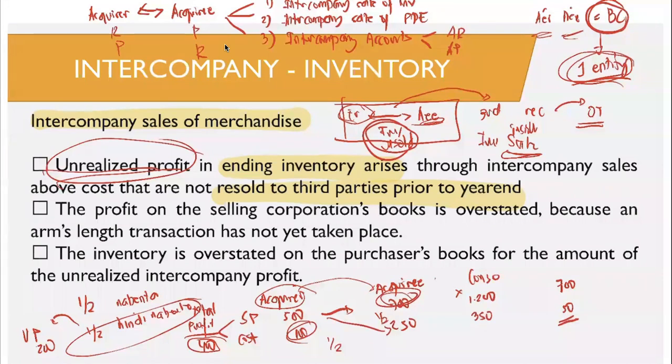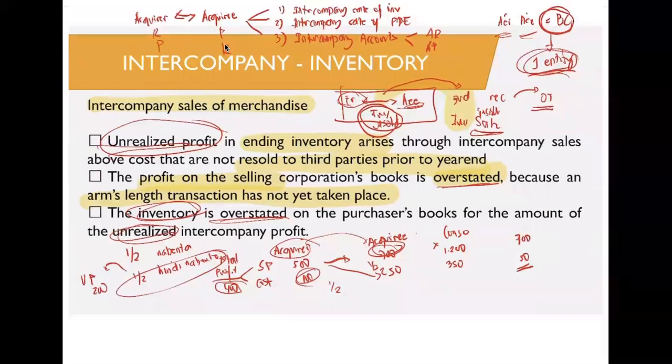Next, the profit on the selling is overstated because the arm's length transaction has not yet taken place. What is our arm's length transaction again? Our arm's length transaction is once we sell it to your third party. Since there is no sale yet, our unrealized profit is overstated. Further, the inventory is also overstated by the amount of our unrealized profit. So ang main problem talaga natin dito ay unrealized profit. This unrealized profit is also the amount of our overstatement in inventory.